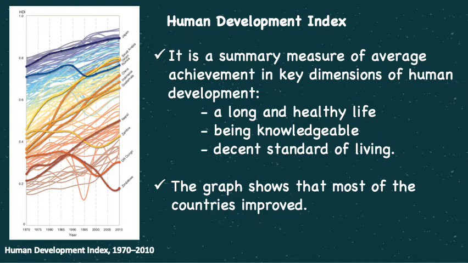Now back to the graph. Here, countries represented by lines with similar colors began with the same HDI values in 1970, and highlighted countries include the top and bottom performers, including other selected ones. Now, only 3 of the 135 countries that were analyzed declined in HDI, and most of the countries showed marked improvement. So during those 40 years, life expectancy rose from 59 years to 70 years.